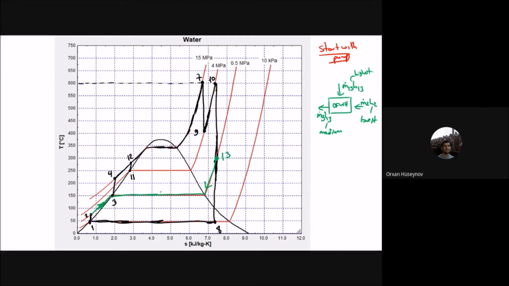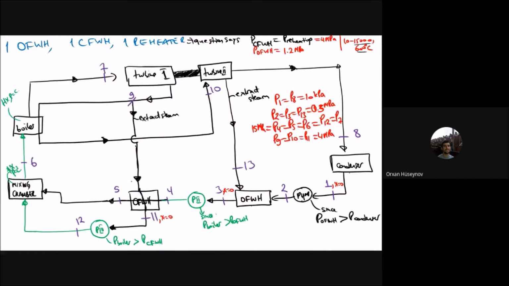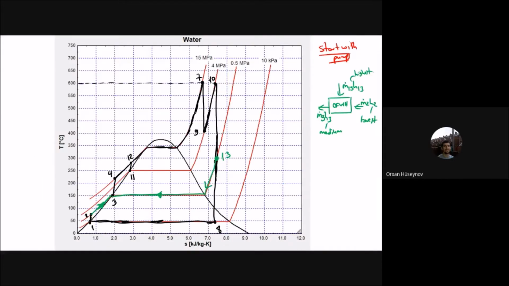So this is the next one. I have done the 1, 2, 3, 4. I don't have the 5 and 6; 5 and 6 are not here. 7 is there, 8 is there, 9, 10, 11, 12, 13, and let me find the points which are the 5 and the 6. 5 and the 6 are from the closed feed water heater here. So let me just write it here.